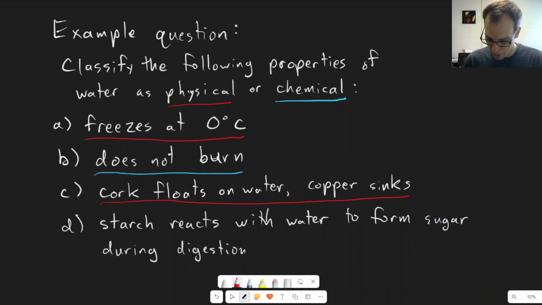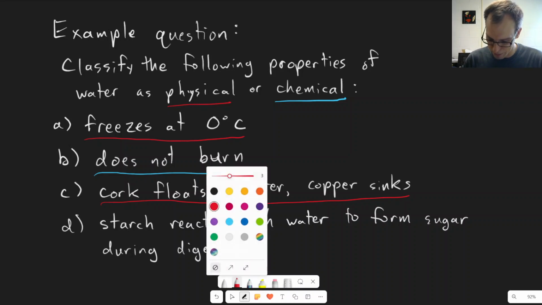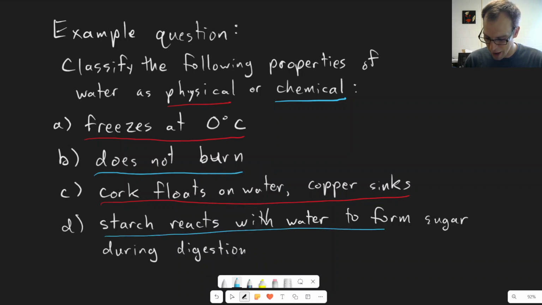And then our final one, starch reacts with water. Now, the fact that you see the word react there should be a big clue. But starch reacts with water to form sugar during digestion. Since there's a transformation happening here into another substance, right? Water and starch are turning into sugar. We have a new thing that they're turning into. This is an example of a chemical property.